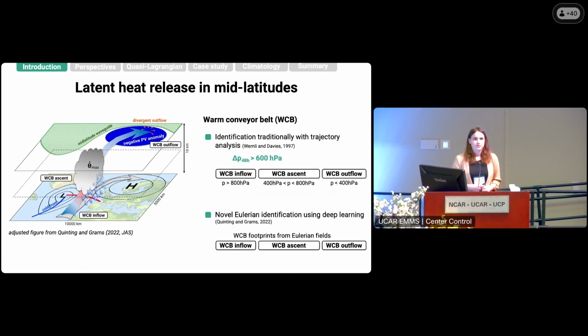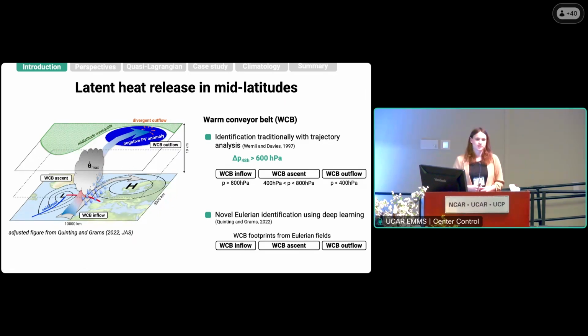When we think about the identification of warm conveyor belts, the traditional way is with trajectory analysis. And this follows the method of Wernli and Davis in 1997. So what they do is that they calculate either forward trajectories from close to the surface or backward trajectories out of the block, and then use a criterion that an air parcel, in the case of forward trajectories, has to ascend at least 600 hectopascal. And we can also look at the different stages of this warm conveyor belt, so looking at warm conveyor belt inflow, ascent, and outflow.